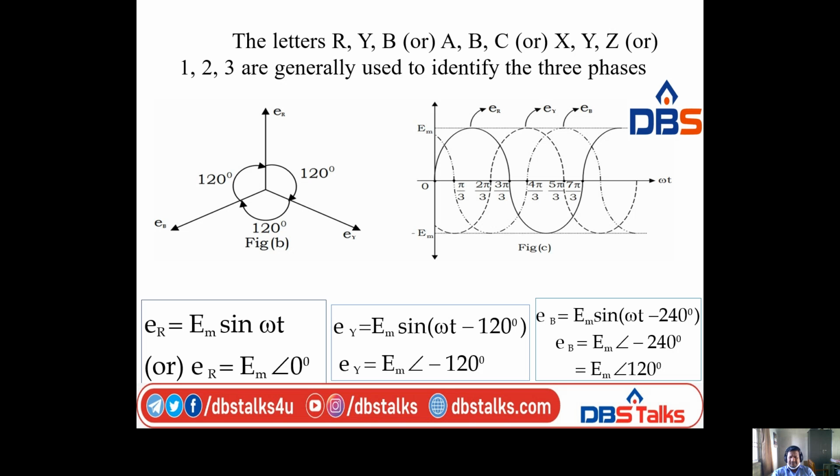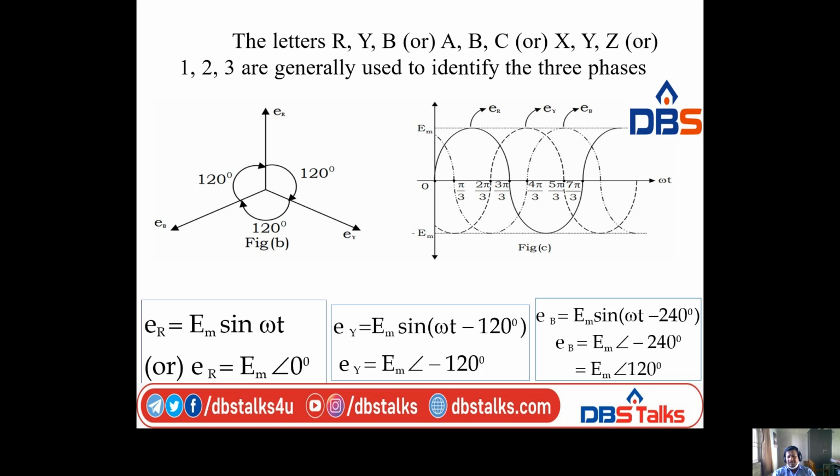Generally, we have to represent the equation of every voltage, ER or EY or EB, with EM sin omega t. Now I am taking R as the reference, that's why there is no phase difference. So ER is equal to EM sin omega t, where EM is the maximum voltage. That may be represented in vector form: ER is equal to EM at an angle of 0 degrees.